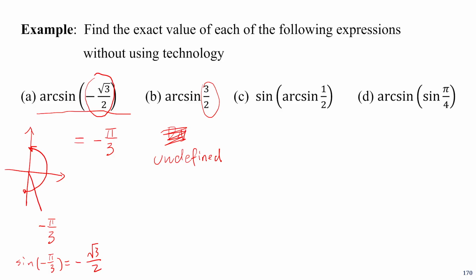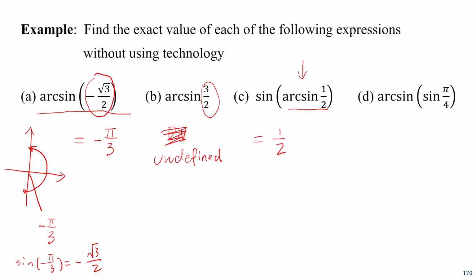Okay, next one. Sine of an angle. So this is an angle, right? You want to evaluate the sine of that angle. And note that this is an angle between negative half pi and half pi, and sine of that angle equals 1 over 2. Therefore, if you want to evaluate sine of that angle, of course that equals 1 over 2, right? Did you get it?